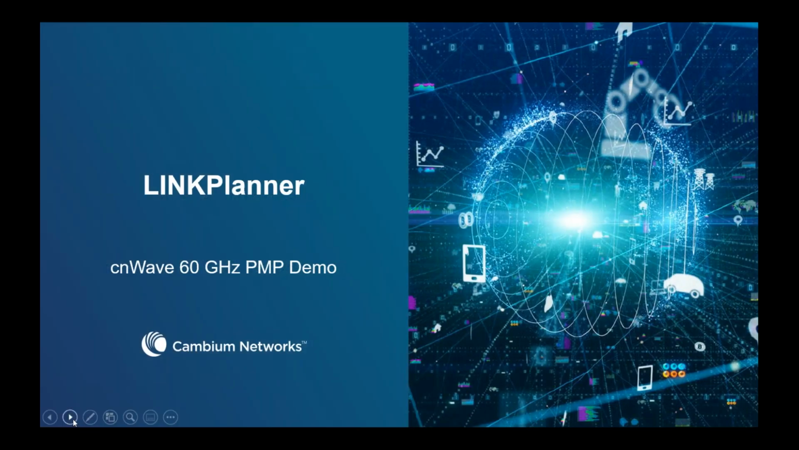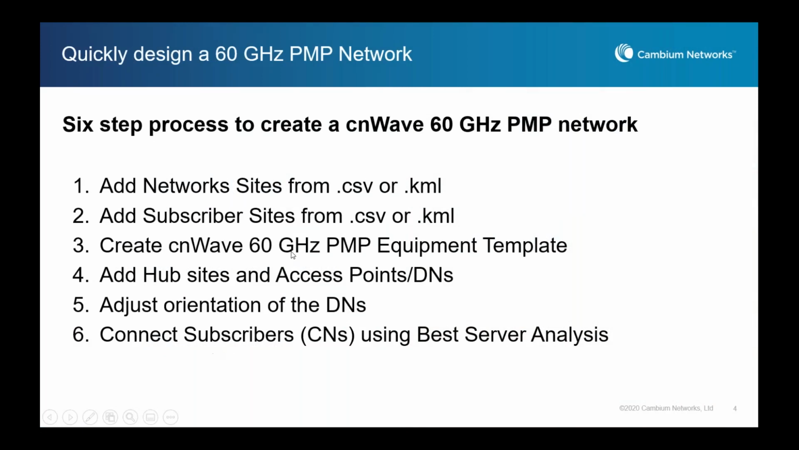We're going to start by designing a cnWave 60 GHz PMP network, which, if you're familiar with designing PMP networks in LINKPlanner for any of our other products, follows a very similar simple process. We will start by adding the network sites and subscriber sites, and then set up an equipment template before adding the hub sites. This will also give us the access points or distribution nodes as they're known in the 60 GHz world.